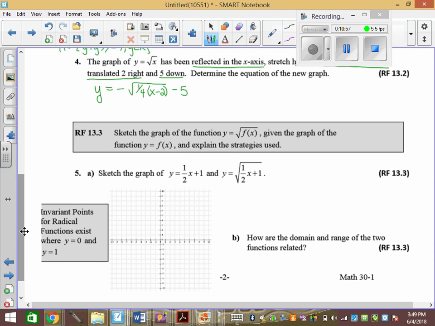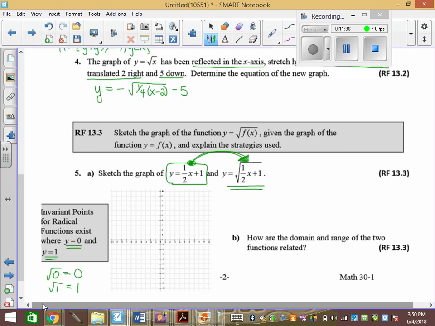Sketch the graph of the function y equals square root f of x given the graph of y equals f of x and explain the strategies used. So when you look at radical graphs, they have invariant points when y equals 0 and y equals 1 when you're looking at a basic function graph and then the square root of that function. Why would that be? Because to get from this graph to this graph, I take all the y's of this graph over here and square root them to get the new y's in my radical graph. Well, when I square root 0, which is one of the y's, I get 0. And when I square root 1, I get 1. So they don't change. And if they do not change, they're invariant.